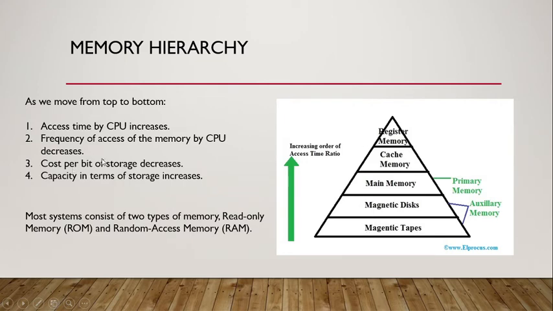But the cost per bit of storage is going to decrease as we move from the top to bottom, and capacity in terms of storage is going to be more for the external memory. So as we move from top to bottom, capacity is going to increase and cost per bit is going to decrease. So these are the advantages, but most commonly the access is going to be for the main memory. So the frequency of access is going to decrease and access time by the CPU is going to increase.